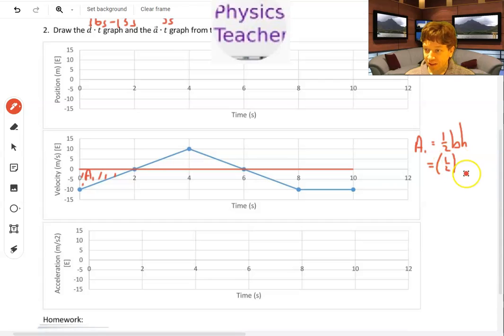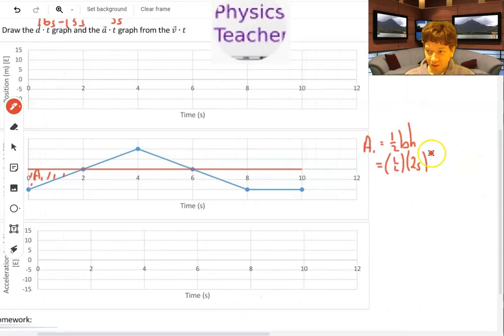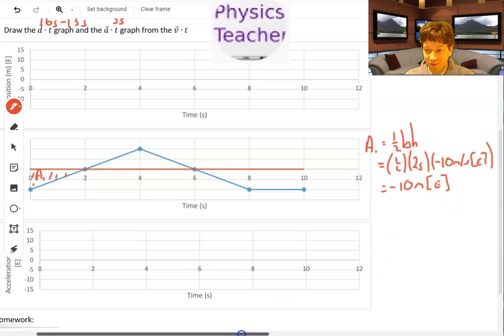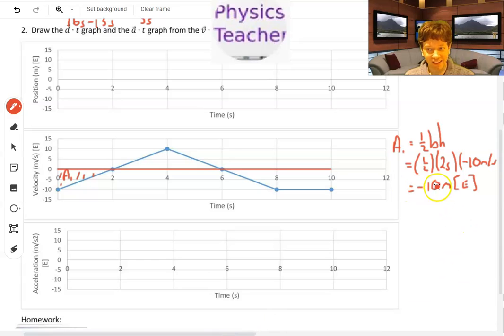So 1/2 times 2 seconds. I'm going to run out of space. Let me just move over a bit. Times minus 10 meters per second east. Okay, so 10 times 2 is 20, divided by 2 is 10 again. So we get an area of minus 10 meters east. That's our displacement. So during that first 2 seconds, we've moved 10 meters towards the west. Negative east would be west. So we've moved 10 meters negative east.